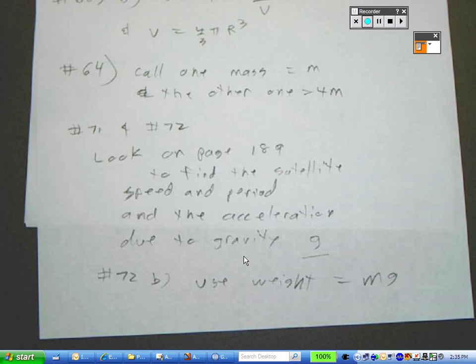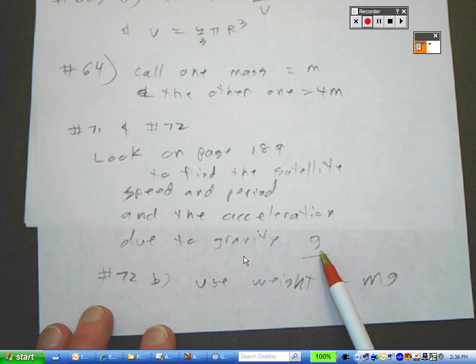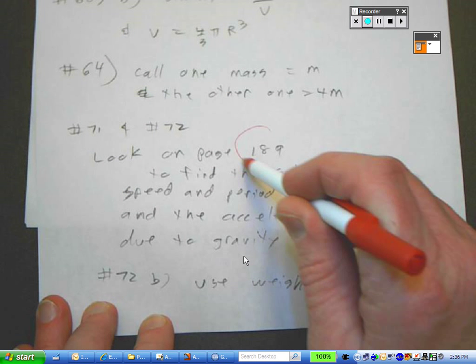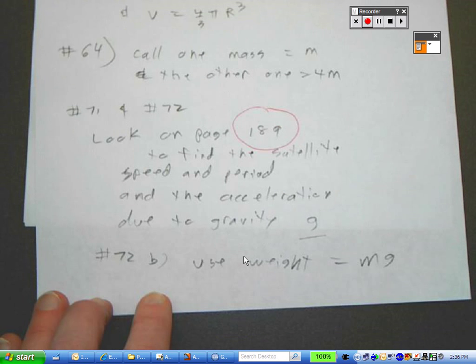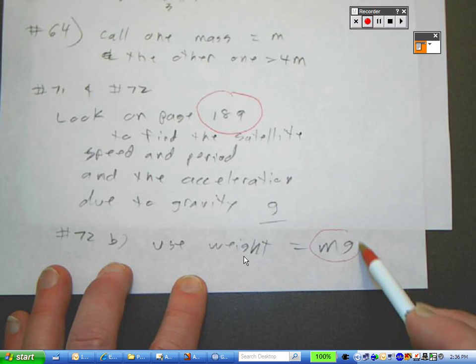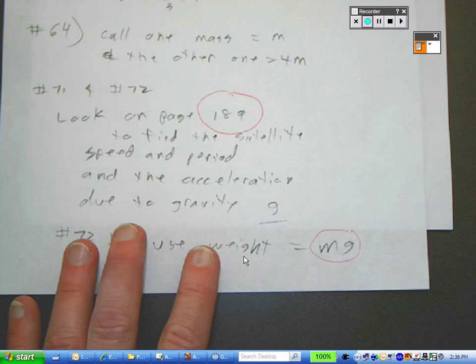Now let's look at numbers 71 and 72 on page 189. Or 71 and 72, which is on page 192. But if you look back on page 189, you'll find the satellite speed and the period that it takes for an object to move around the entire Earth, and the acceleration due to gravity, lowercase g. So the hint on number 71 and 72 is to use the formulas you will find on page 189. Okay. For number 72, use one little hint. Weight on the surface of a planet is m times lowercase g. I think that'll help you.